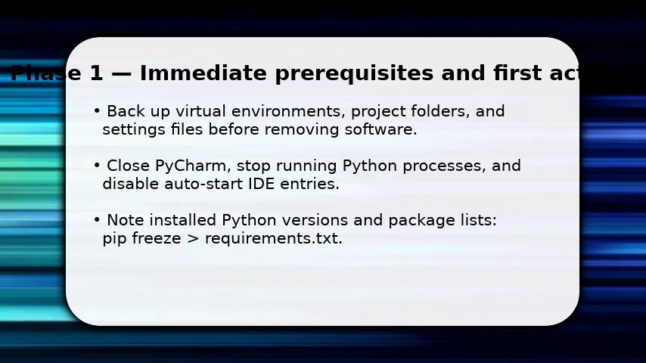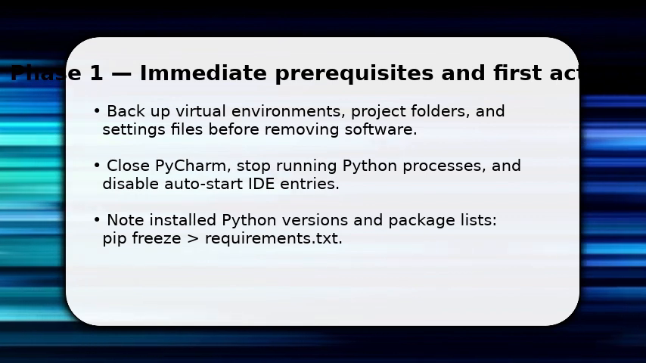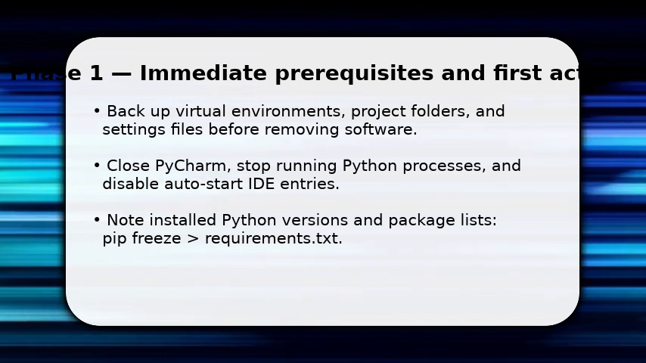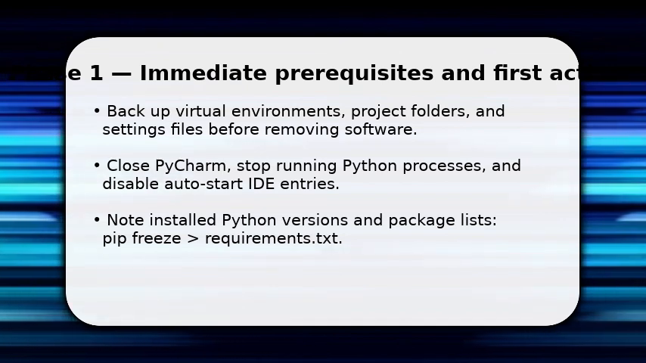Then identify installed Python interpreters and write down packages with pip freeze > requirements.txt so you can reinstall selectively later. Once done with this quick inventory, proceed to the OS-specific removal steps. Make sure you know which Python version is default versus user-installed, because that distinction matters for system stability.